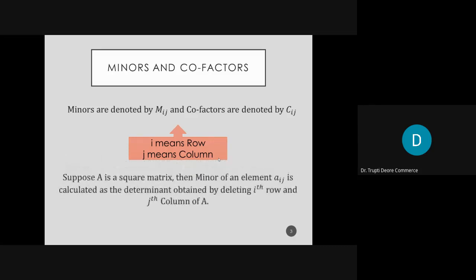So suppose A is a square matrix, then the minor of an element Aij, for example the first element, that is first row, first column, is calculated as the determinant obtained by deleting the ith row and jth column of A. So let's see with an example so that you can be clear.